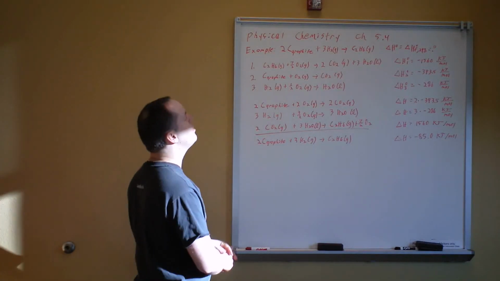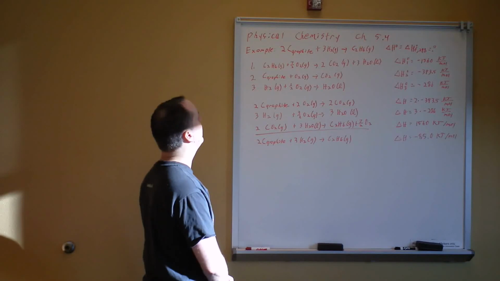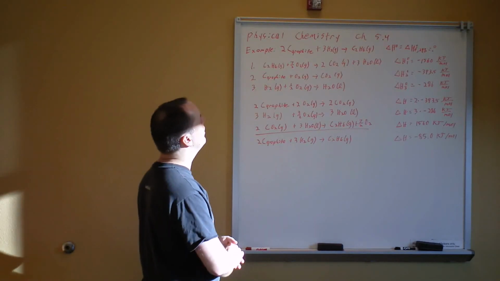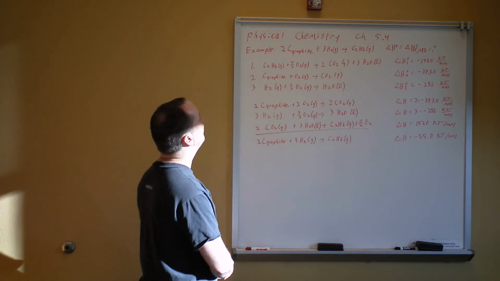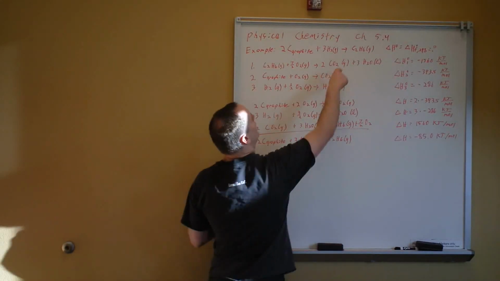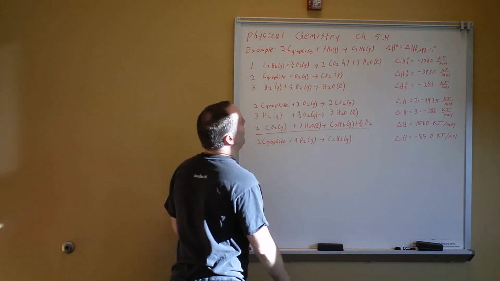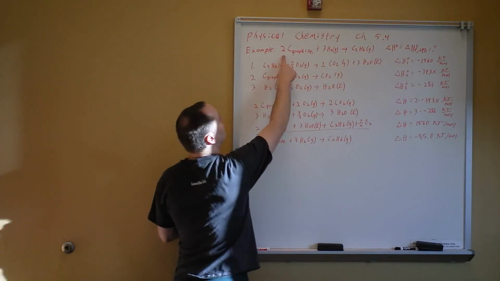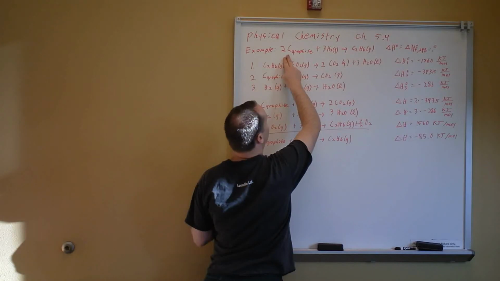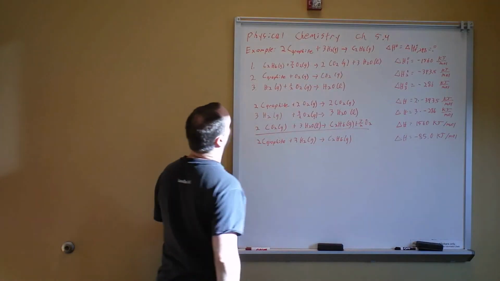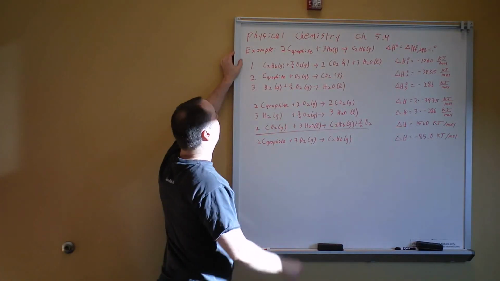Continuing on physical chemistry, chapter 5, we're finishing up section 4 now. So as an example, we want to find the change in the enthalpy of formation for ethane. Okay, so we're going to take the ethane and build it from its elements, carbon and hydrogen. Now remember that we want the most stable form.